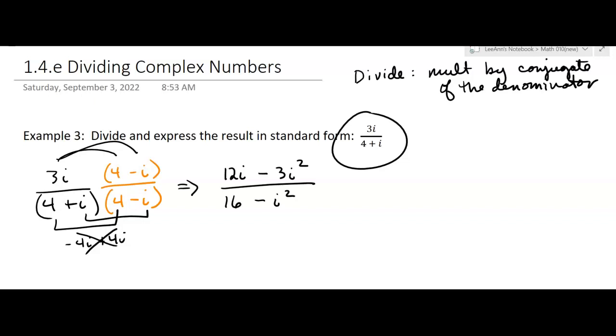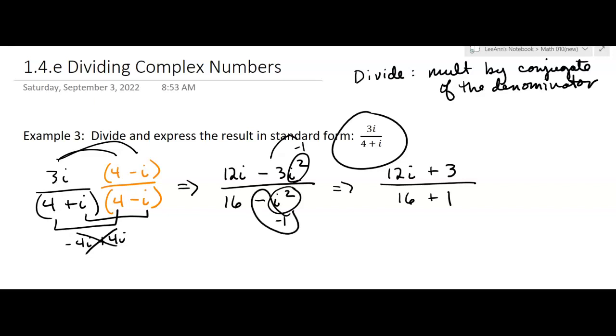Now, I like to write that out just so I can see what's happening. But that i squared, both of them, that's going to be negative 1. So now I'm going to have, in the numerator, 12i, and then negative 3 times a negative 1. So I'm changing the sign on that minus 3. Now it's plus 3. And now in the denominator, I'm going to have 16 plus 1. Okay, so again, that i squared is negative 1, so I have minus a minus 1. Okay?